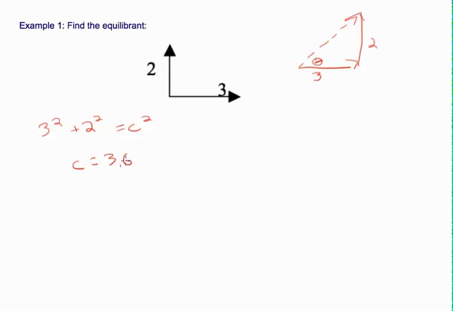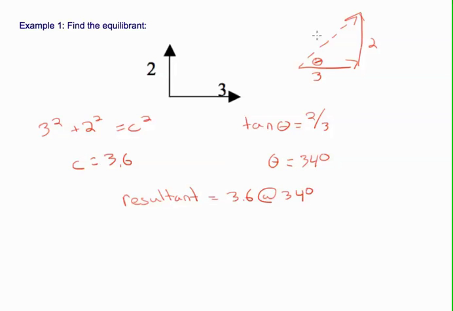Now in order to find theta, we do tangent, TOA. Tangent of theta equals opposite over adjacent. So we do the inverse tan of 2/3. And we get that the angle is 34 degrees. So now we know that our resultant is 3.6 at 34 degrees. Because we can see if we put this in unit circle, that is already in unit circle.